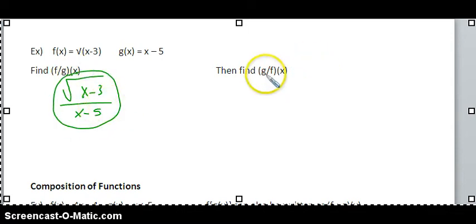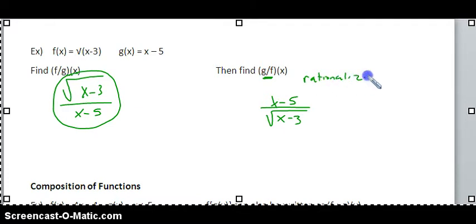But if I ask you to change the problem to g divided by f, put the g function in the numerator and the f function in the denominator, you can't leave your answer like this because it's not simplified in terms of rationalizing. So we'd have to rationalize this by getting the square root out of the bottom. When it's a square root, you can just multiply it by itself. But you must do that to both the numerator and the denominator.